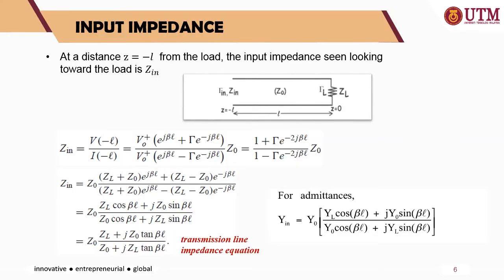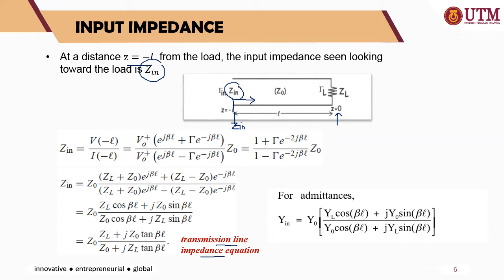Another basic parameter that we are about to look at is the input impedance. So we have seen that the ZL is basically the endpoint or the termination of the transmission line. But at the distance z equal to minus L, so we assume z equal to 0 is at the load point. So at a distance of minus L from the load, the impedance looking towards the load is called Zin. Right, so this is Zin looking towards the load. This is the input impedance, or it is also known as transmission line impedance.